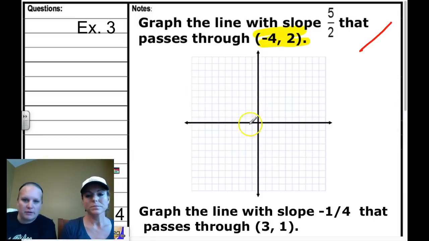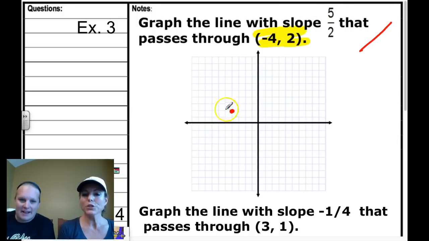So we're going to go back 4. 1, 2, 3, 4. And up 2. 1, 2. There's our point. Now we're going to do rise over run. That's where we start. So we go up 5 over 2. So up 1, 2, 3, 4, 5. And over 2. 1, 2. And when I say over, it's positive, so we went to the right 2.